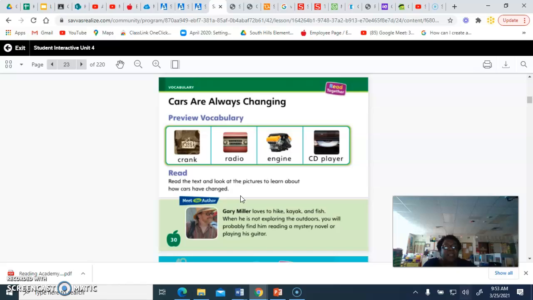Things that they've added to new cars, maybe things that were not on the old cars that are on the new cars. Here's the author, Gary Miller. It said he loves to hike, kayak, and fish. When he is not exploring the outdoors, you will probably find him reading a mystery novel or playing a guitar. So he doesn't only write stories, he also has other interests, playing the guitar and other hobbies that he likes to do.